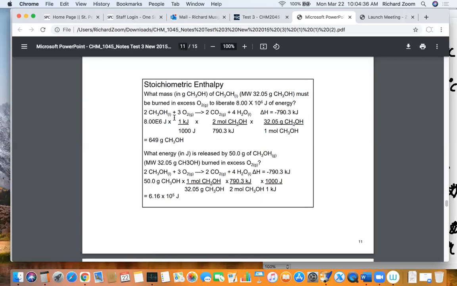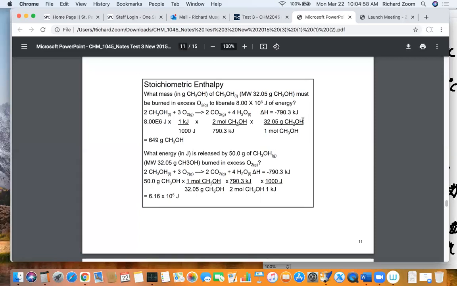The next one is the important relationship here. We've got 2 moles of methanol to create 790.3 kilojoules. That's why I've put the kilojoules on the bottom to cancel the kilojoules on the top over here. And the 2 moles, of course, goes on top, and 2 moles creates that much energy.